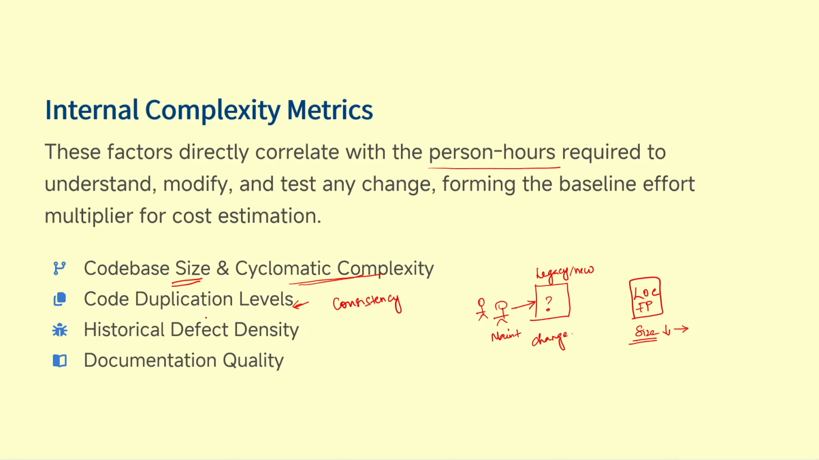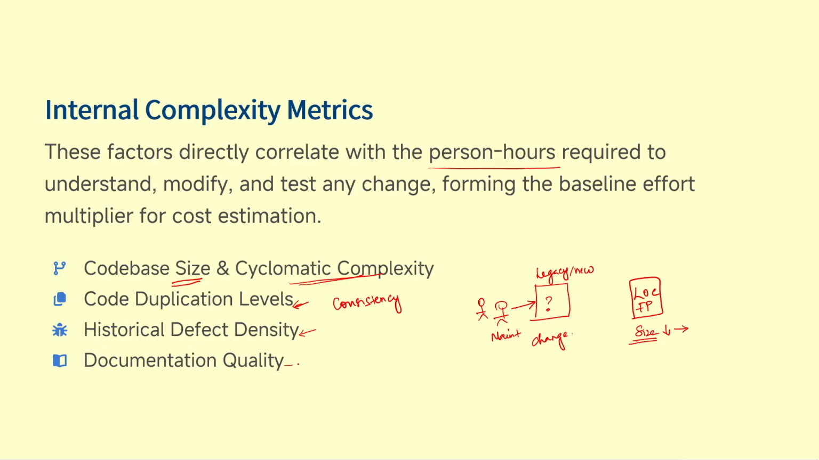The third one is historical defect density. Defect density is the number of defects per some lines of code, okay. So if the defect density is reported very high, obviously the maintenance is going to be complex. The fourth one is documentation quality.